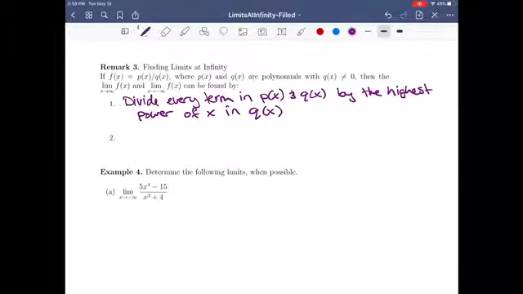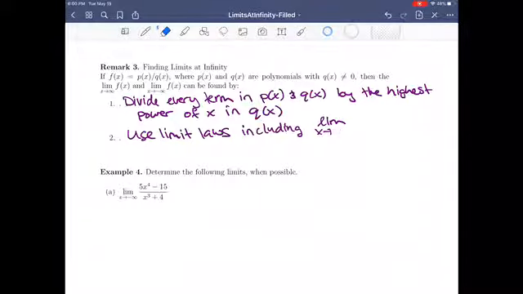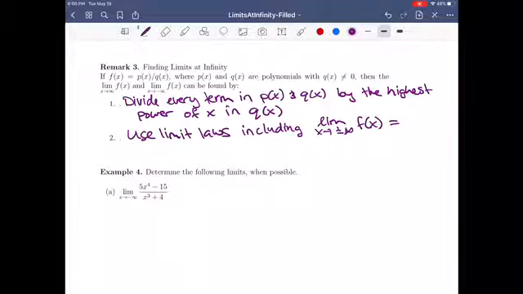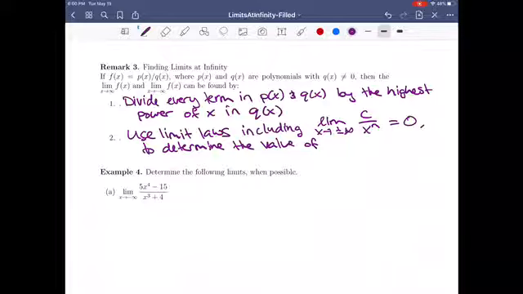Okay, and then you just use limit rules, so the limit laws, including the one that we just talked about, so including the fact that the limit as x goes to plus or minus infinity of a constant over some positive power of x goes to 0, to determine the value of the limit. Okay, so that's the idea.